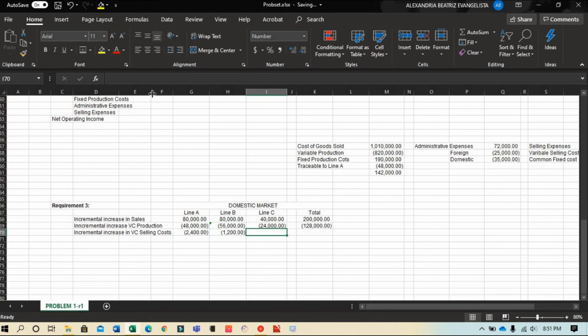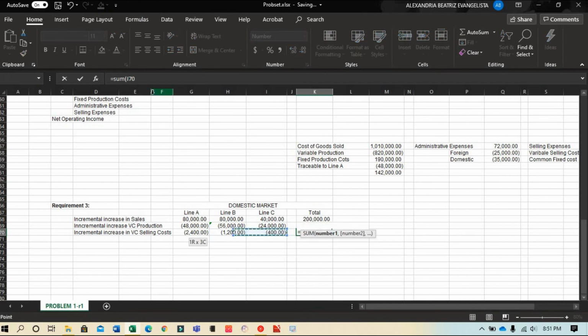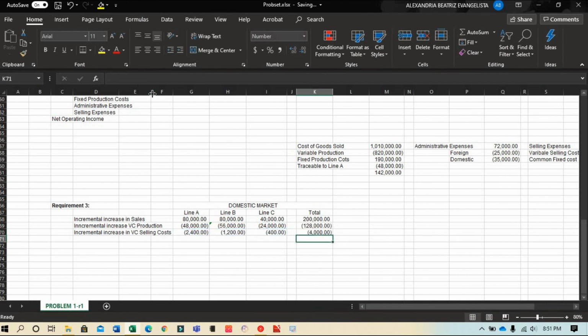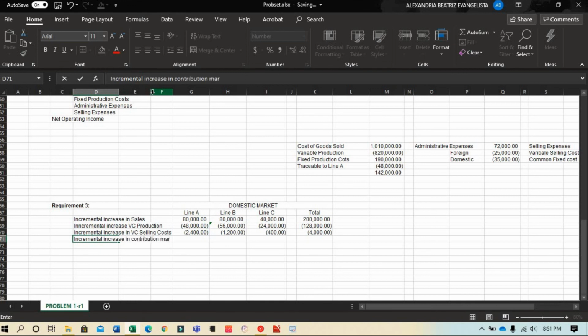For line C, it is 1%. And then it would give us a total of 4,000 incremental increase for variable selling costs. And of course, if we're going to deduct the increase in the variable costs from the incremental increase in sales, we would get the incremental increase in contribution margin. Again, let me adjust that for a while.